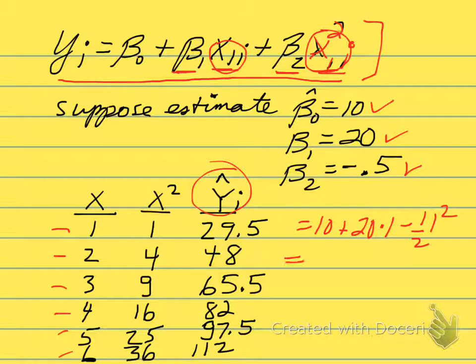For our next observation, our predicted level of y is 10 plus 20 times 2 is 40 minus the square, so it's a half times the square of 2, which is 4. So that's 50 minus 2, which is 48. And then just our last one, we can have 10 plus 60 minus a half times 9, and we get that. So we can think of calculating all these predicted values of y and thus seeing what the regression line is, the same way we do any regression line.